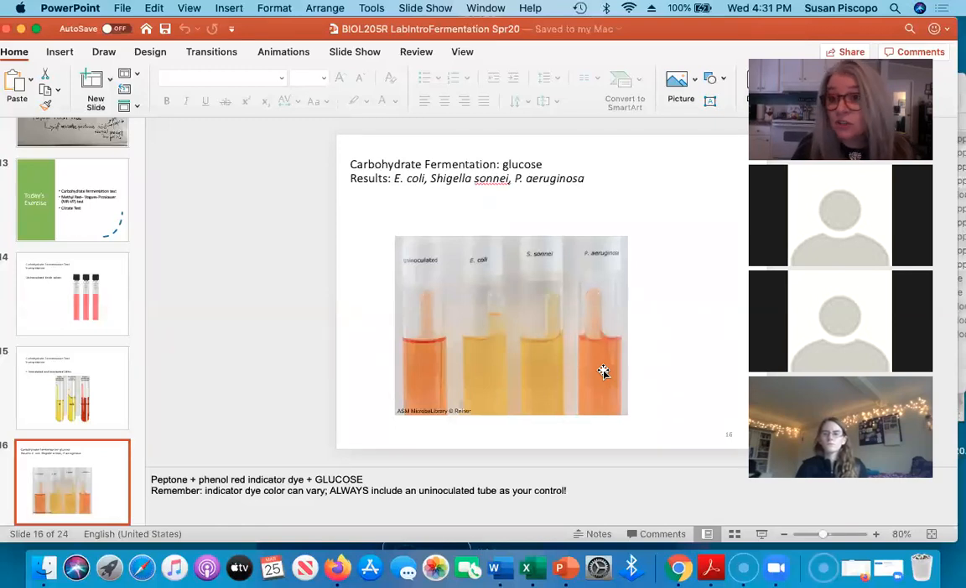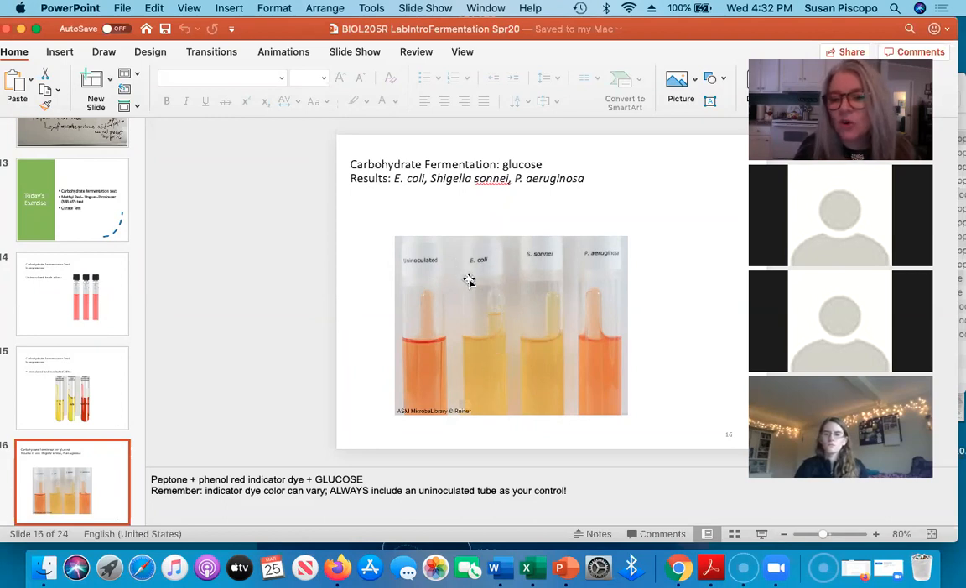Now, this particular sugar in this test was glucose. Again, a very common sugar for microbes to ferment. And Pseudomonas is not able to ferment glucose. But look at the Shigella. The Shigella tube turned yellow. That tells us that the Shigella has fermented the glucose, making an acid and turning the medium yellow. At the top of the Durham tube, if you look carefully, there's no gas in there. So Shigella ferments glucose without producing any gas.